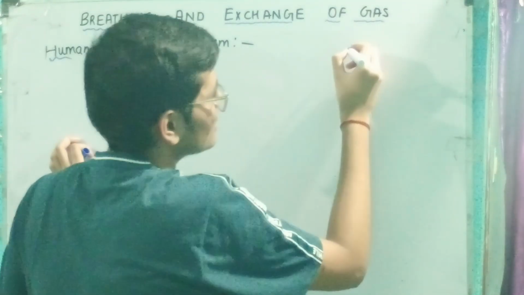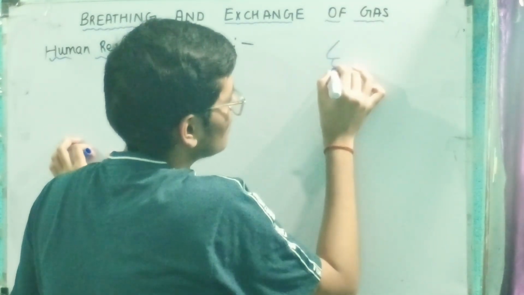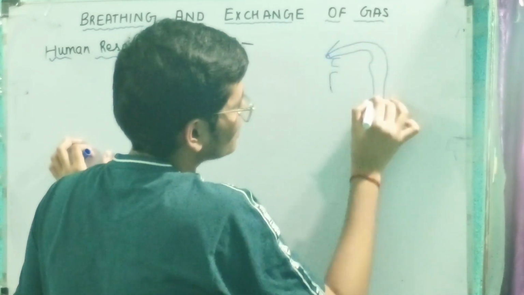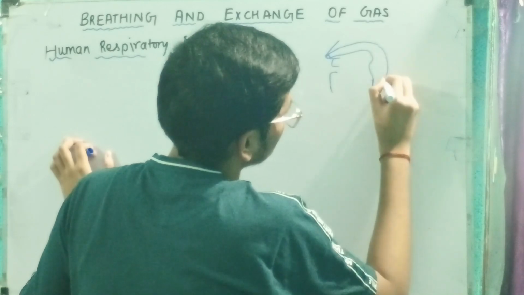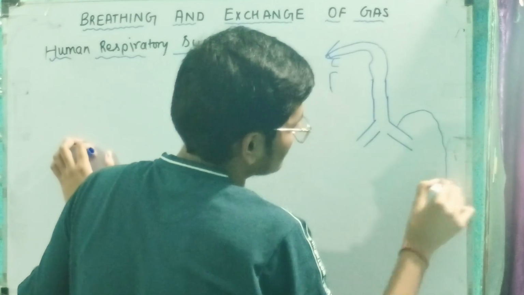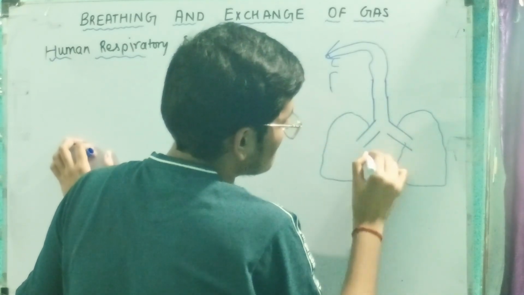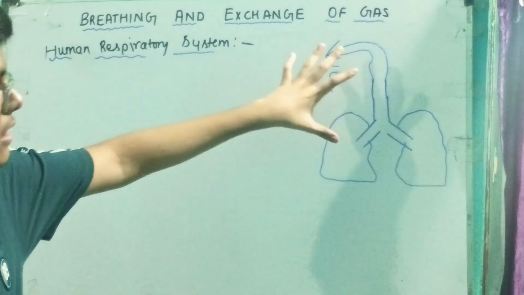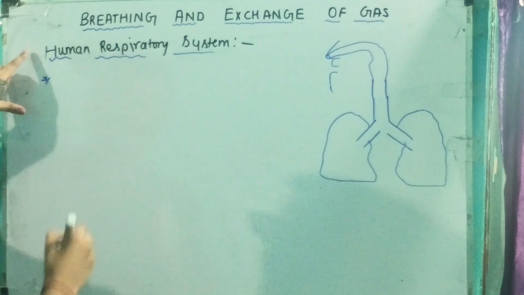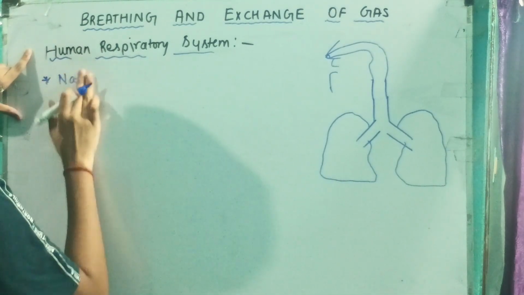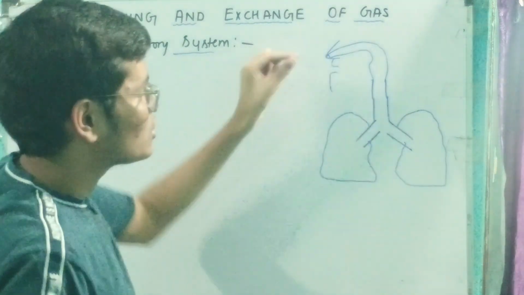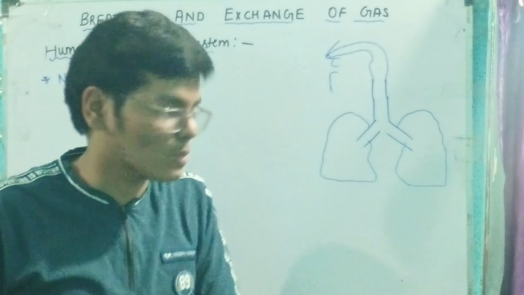So for our reference, let us draw one guy over here. We have some paths like this. This branches into lungs. So this is going to be the rough outer outline for our human respiratory system. This starts from nostrils. Nostrils are the two small openings present on the outer side of the nose.